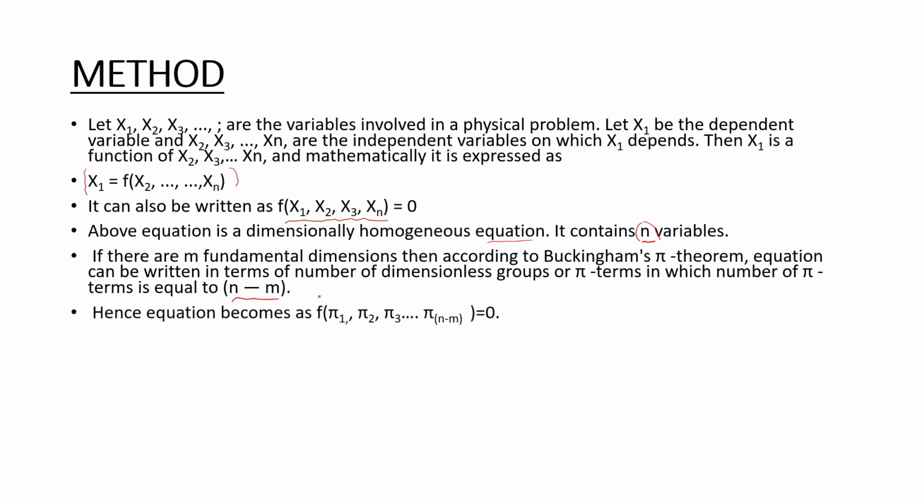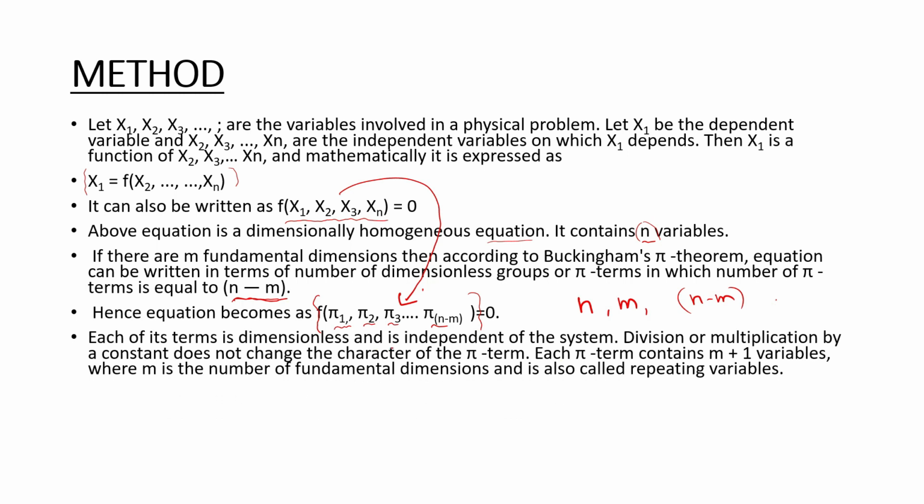So that means you can write the equation like this: f of pi 1, pi 2, pi 3 up to pi n minus m. These are the pi terms. These don't have any dimension. These are non-dimensional terms. So Buckingham's pi theorem states that this equation can be converted to this equation. These are the pi terms which don't have any dimension, and the number of these pi terms is equal to n minus m. So if there are n variables and m fundamental dimensions, the number of pi terms will be n minus m. And each of these terms is dimensionless and independent of the system.